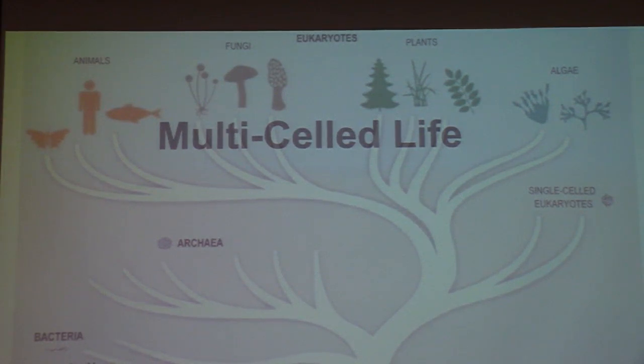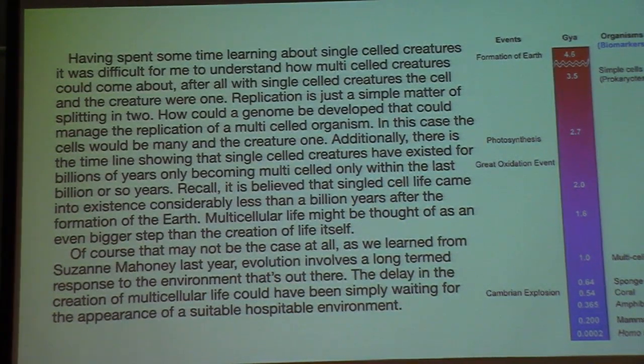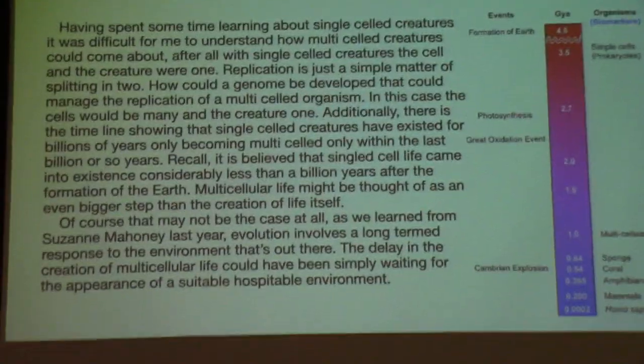Previously, most of the lectures focused on single-celled things, bacteria and archaea, which were really pretty easy to deal with, but to a physicist incredibly complicated. Having learned all that I have come to learn about single-celled creatures, it was really difficult for me to understand how multi-cell creatures could come about. After all, with a single-cell creature, the creature and the cell were one. And that was replication. It was just a simple matter of more or less splitting in two.